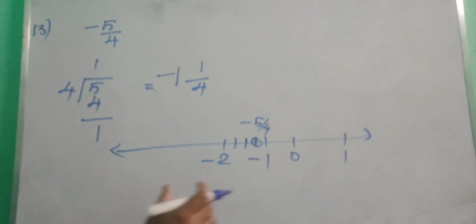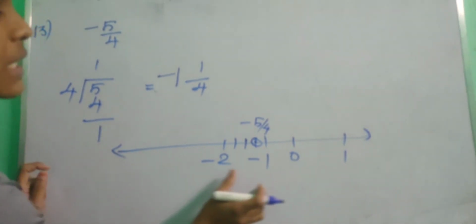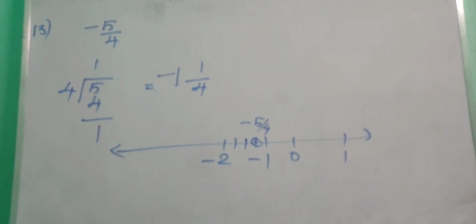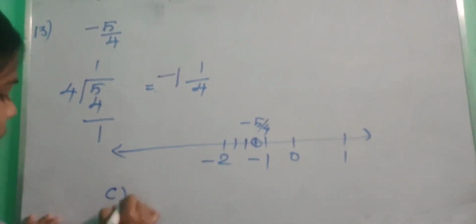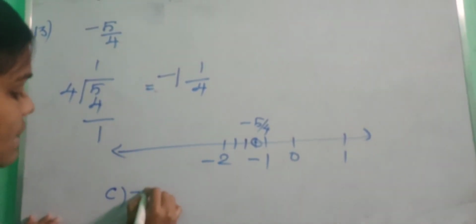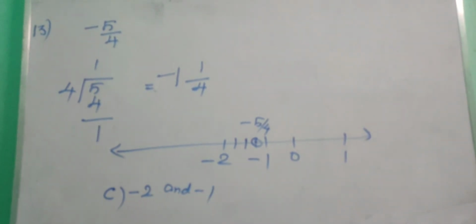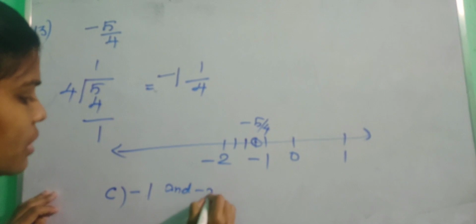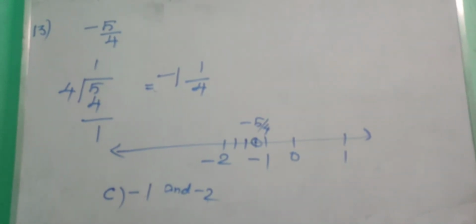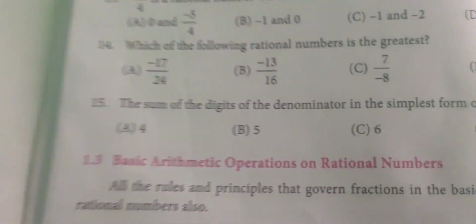Okay children, so it is between minus 1 and minus 2. Option C is the correct answer. So option C, minus 2 and minus 1. Sorry, minus 1 and minus 2. So write it, copy it in your notebook. Pause the video and copy. Let us see the next one in objective type questions.